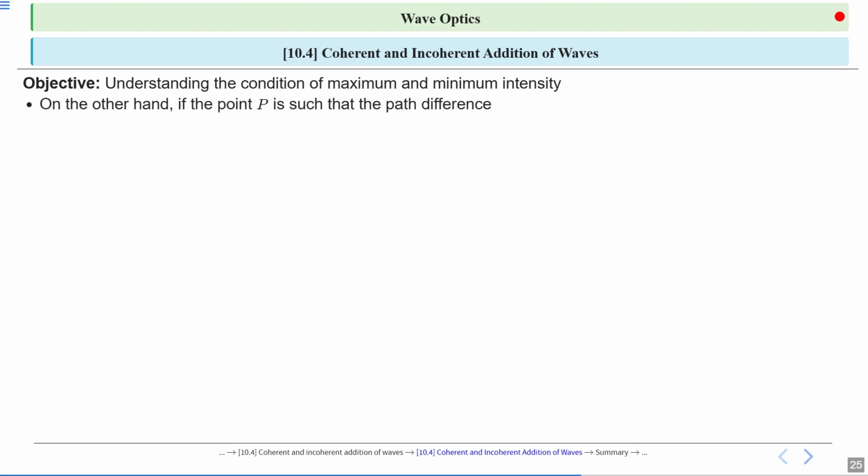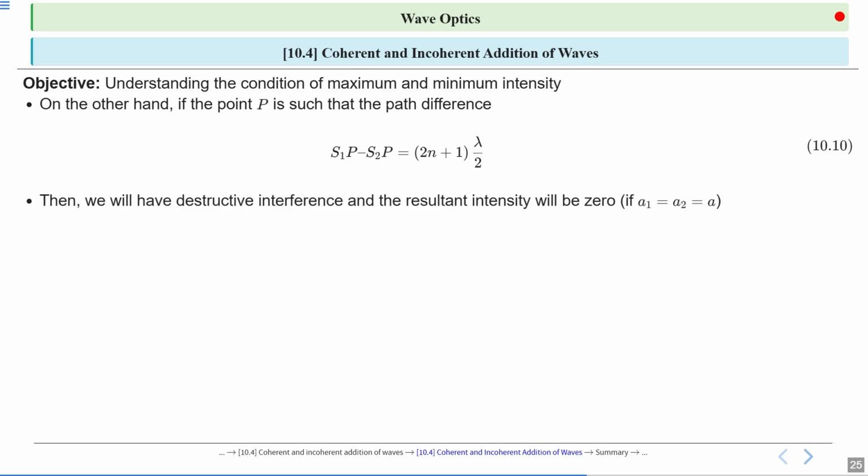On the other hand, now we will discuss destructive interference. If point P is such that the path difference is an odd integral multiple of lambda by 2, so S1P minus S2P equals 2n plus 1 times lambda by 2, equation 10.10, then we will have destructive interference and the resultant intensity will be 0. The resultant intensity will not always be 0. It will be 0 if the amplitudes of both the waves that are superimposing are the same, that is A1 equals A2 equals A.